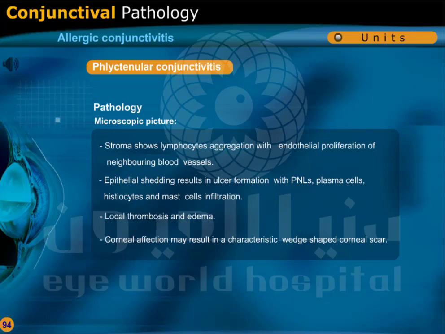Microscopically, the stroma shows lymphocytes aggregation with endothelial proliferation of neighboring blood vessels. Epithelial shedding results in ulcer formation with polymorphonuclear leukocytes, plasma cells, histiocytes, and mast cells infiltration. Local thrombosis and edema occur. Corneal affection may result in a characteristic wedge-shaped corneal scar.